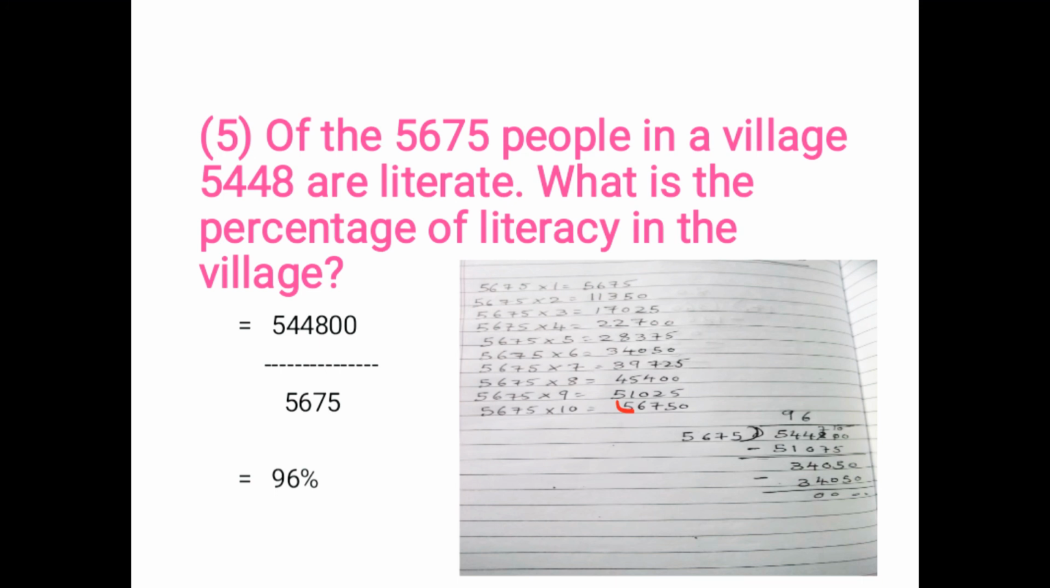5,675. Here you can see 9s will come because 5,675 tens is getting greater. One minute, I'll show you properly. Look here in this, 5,675 into 9. This is the last small number coming because 5,675 into 10 is coming greater. So 9s are 51,075, and then you have to subtract.